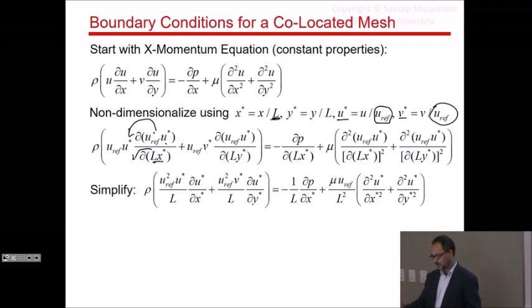Once you simplify and write it in a neater form, this is what you get. Notice that I still haven't non-dimensionalized pressure. I've kept it as is.